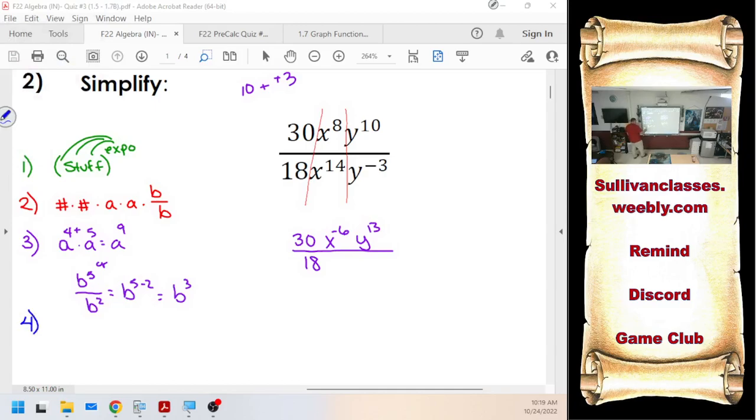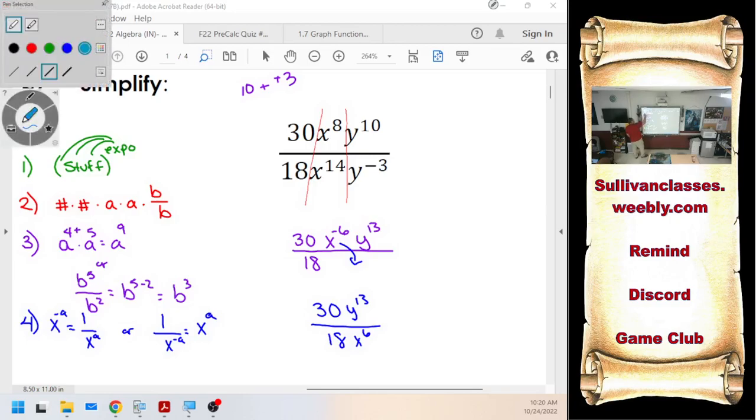Step 4, if you have any negatives, you better deal with that. If I have x to the negative a, it goes downstairs. Now it's positive. Or, if it was downstairs and negative, bring it upstairs, and it'll be positive. Do I got any negative exponents I got to deal with? Yeah. That x is way too negative, so send them downstairs. I'm now at 30 y to the 13th over 18 x to the 6th. Now that's downstairs, it's positive.